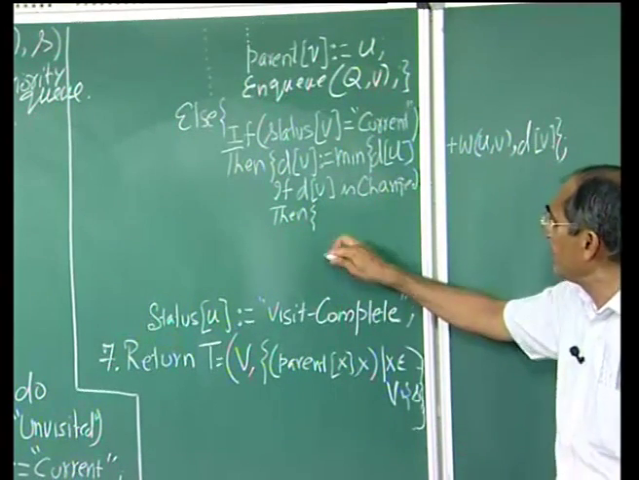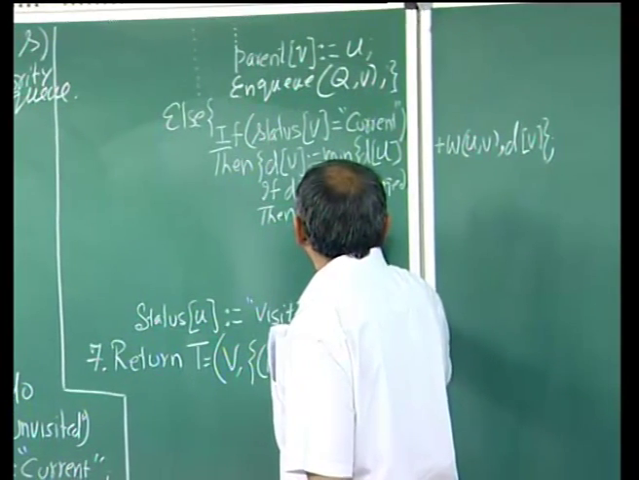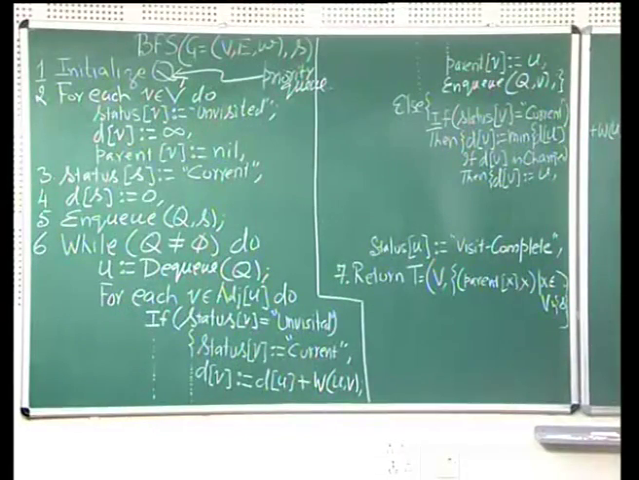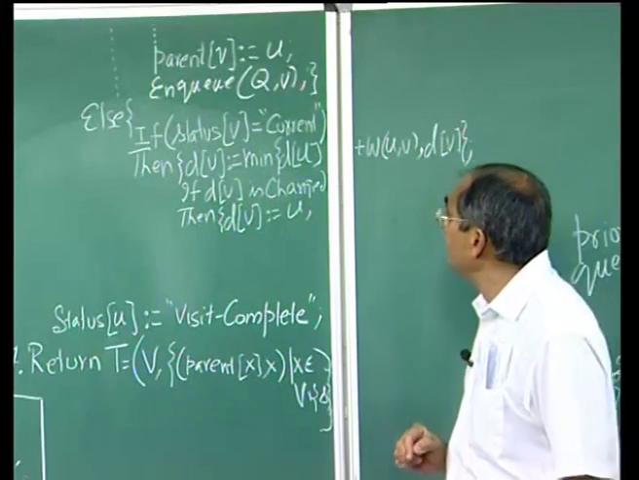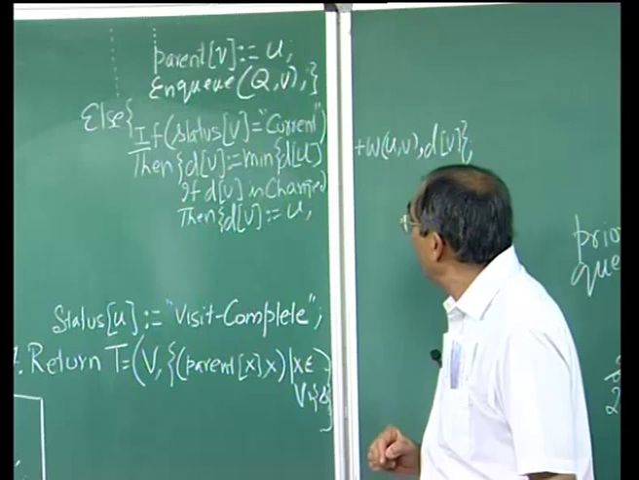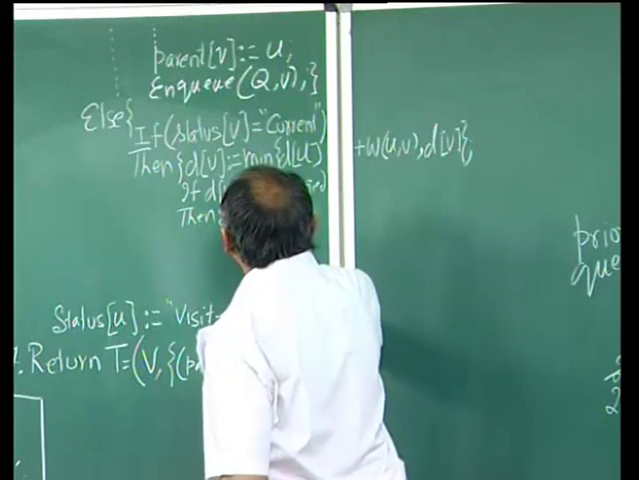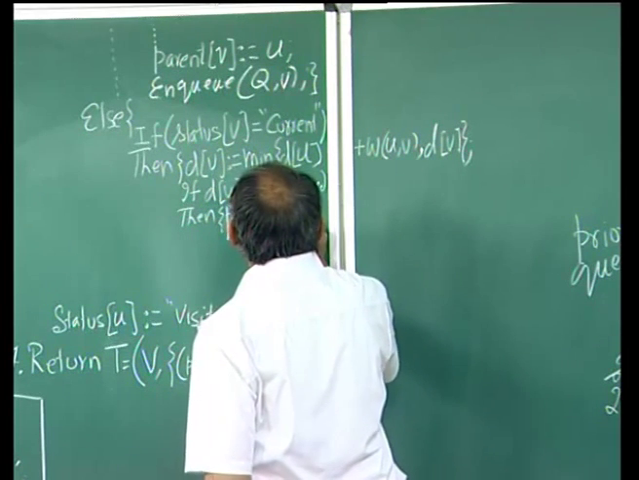bookkeeping steps. We will have to set the parent of v to be the new vertex u, because now we have found a better value through u while approaching through u. Sorry, the d value, the parent of v value. So, the parent of v is u.